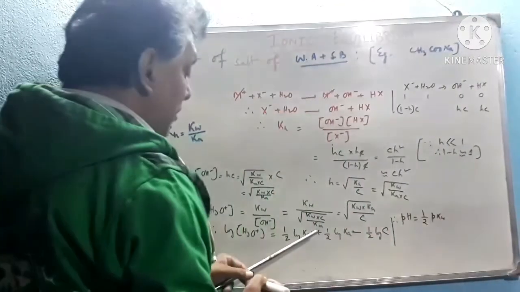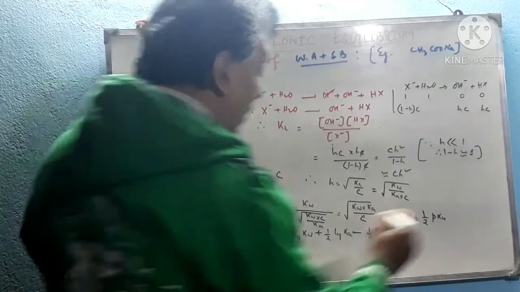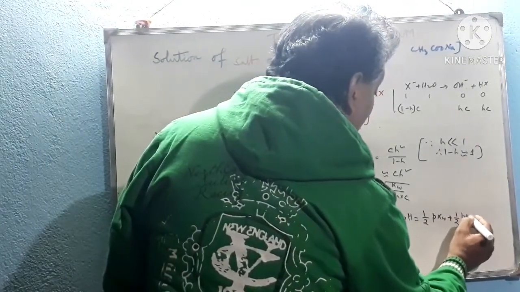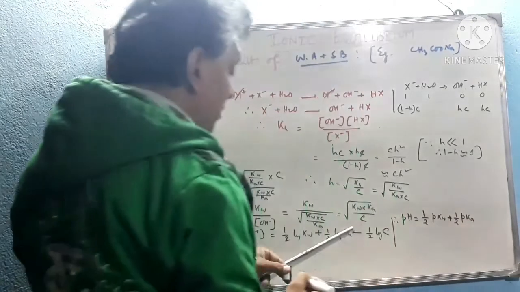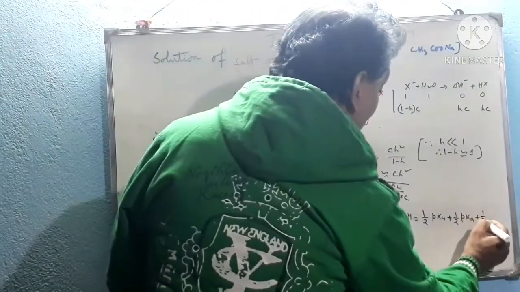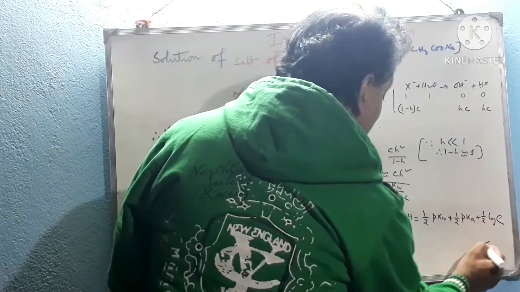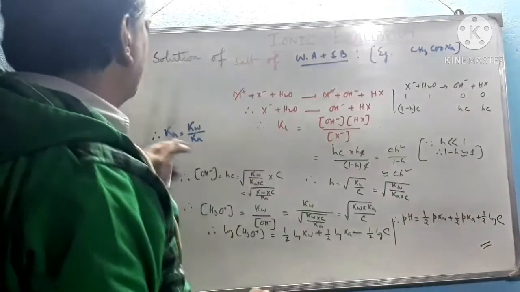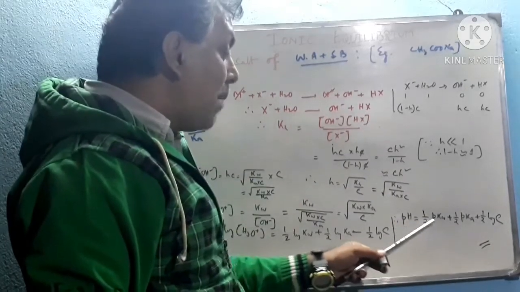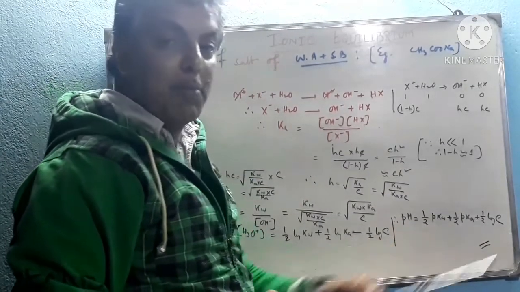It also becomes minus half log Ka, that means it becomes plus half pKa, and it is also multiplied by the minus sign, so it becomes plus half log c. So this is the expression of the pH of the salt solution having weak acid and strong base. So pH equal to half pKw plus half pKa plus half log c.